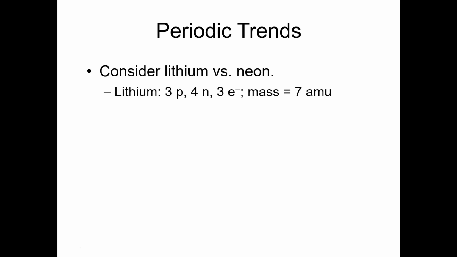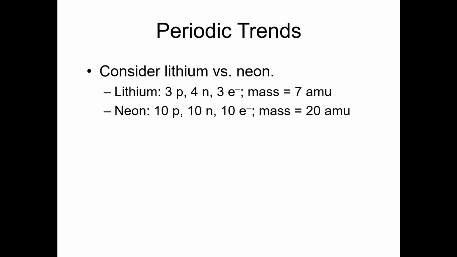Lithium, being element 3, has 3 protons and 3 electrons. A typical lithium, the most common isotope of lithium is 7, and so it would have 4 neutrons. So it would have a mass of 7 atomic mass units. Neon, being element 10, has 10 protons and 10 electrons. The most common isotope of neon has a mass of 20, so it's got 10 neutrons.